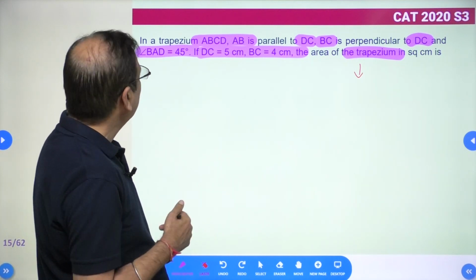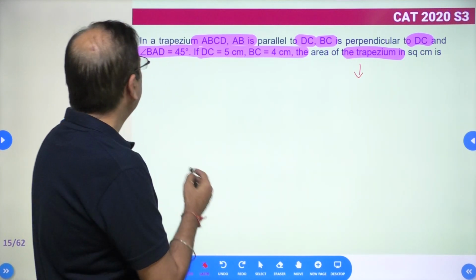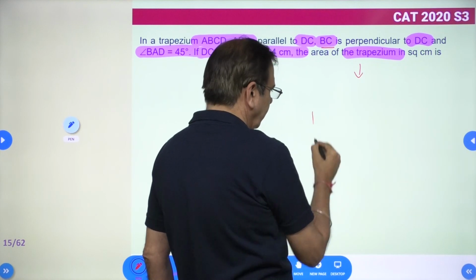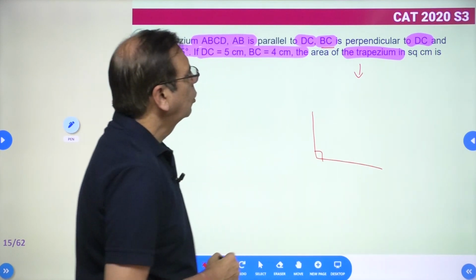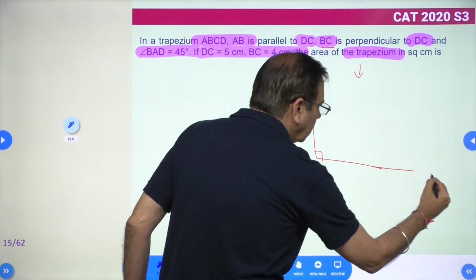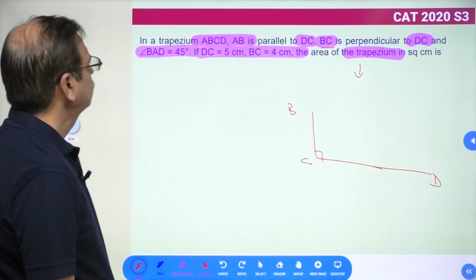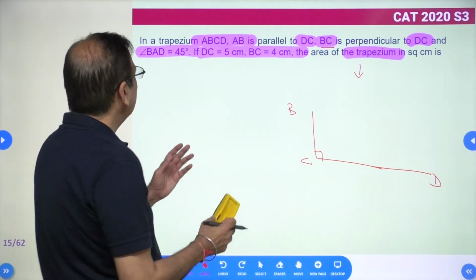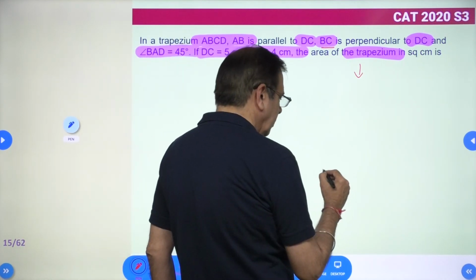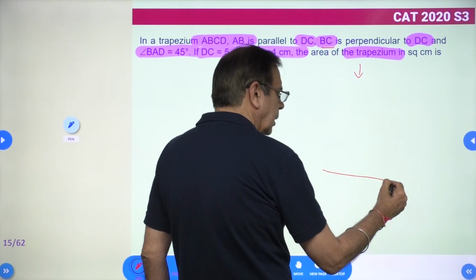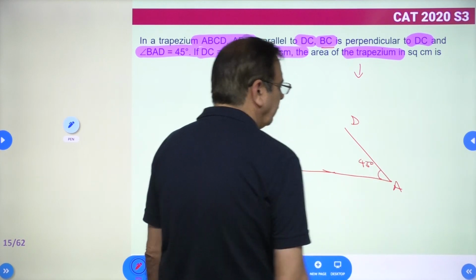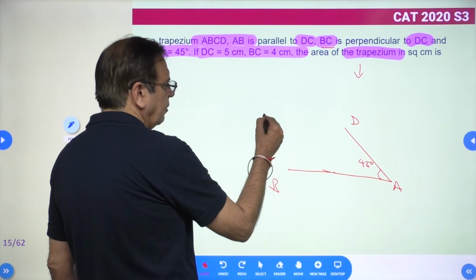Let's make the figure as usual. Angle BAD is 45 degrees and BC is perpendicular to DC. BC is perpendicular to DC, and BAD is 45 degrees. So let me turn the figure upside down. BAD is 45 degrees. If this is A, this is D, and this is 45 degrees, that means B will come here and C will come here.